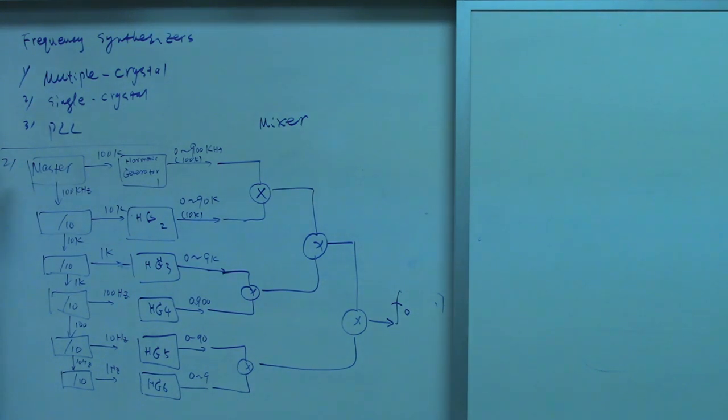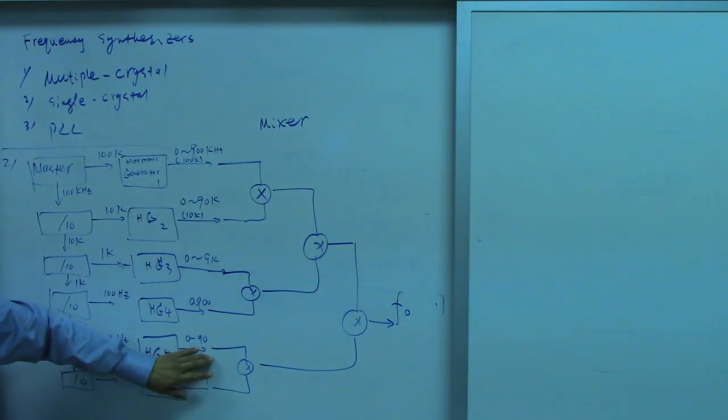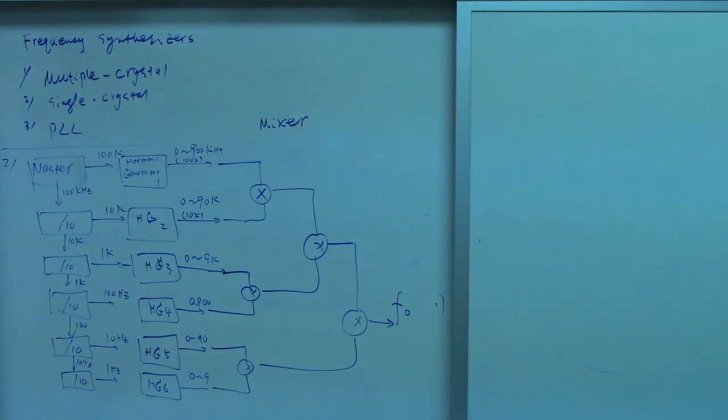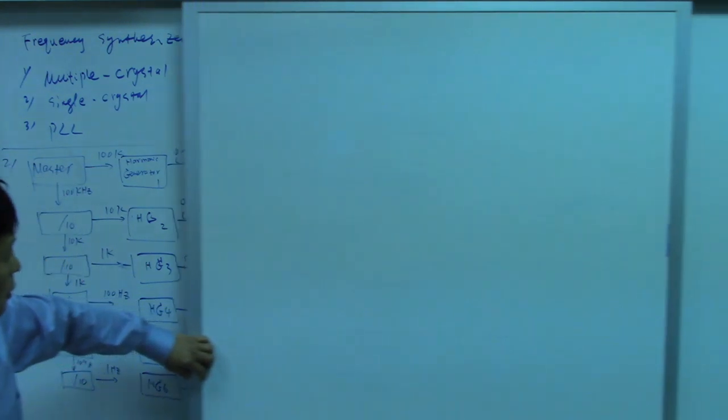We use a single crystal as the master oscillator, and we use a divided by n network, and we also use a harmonic generator. This one multiplies, and we use some mixers, then we finally get all the frequencies. The step size depends on the smallest frequency here. And in this case, we have 1K. If you do not use this one, then the smallest will be 10K.